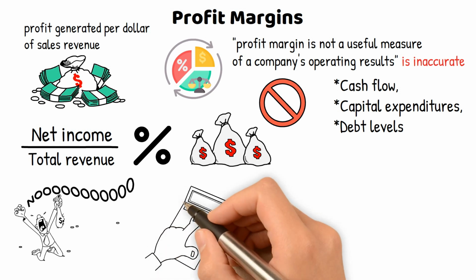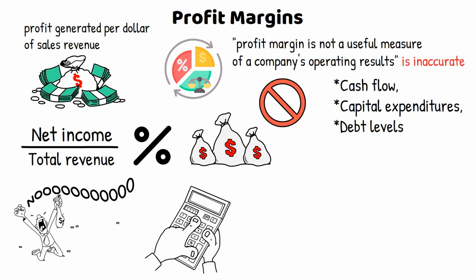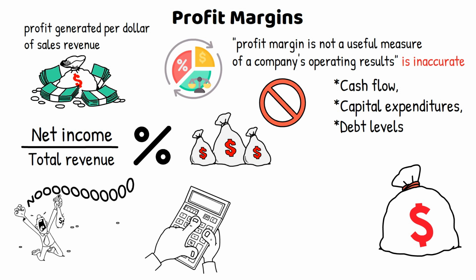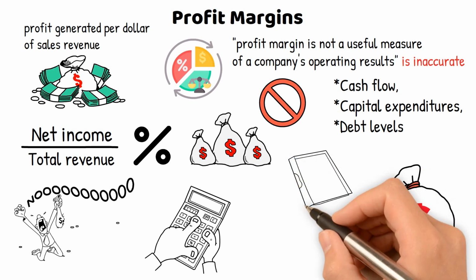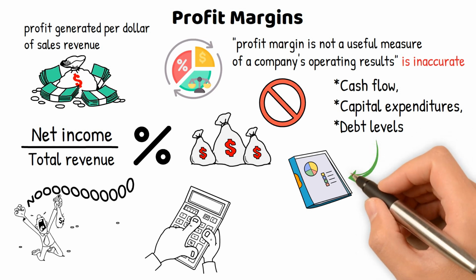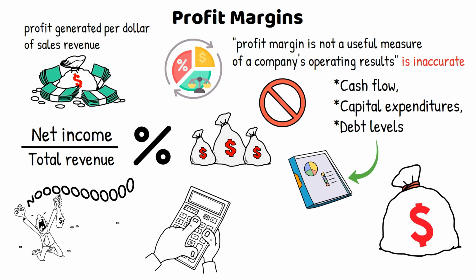Furthermore, accounting practices and other factors that may not accurately reflect the company's operating performance can influence the profit margin. For example, a company may have a high profit margin due to aggressive accounting techniques that inflate its revenue or understate its expenses. Therefore, it is essential to consider multiple measures of a company's operating results, including cash flow, return on investment, other financial ratios, and profit margin. Investors and analysts can better understand a company's financial health and performance using a range of metrics.